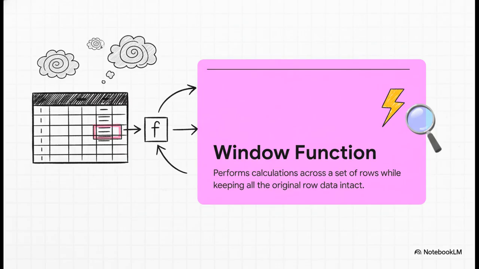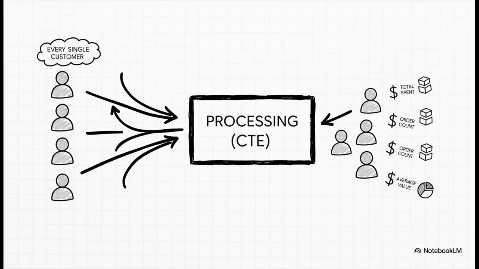The key to its elegance is something called a window function. Now, unlike a regular function like sum or count that collapses a bunch of rows into one, a window function can do a calculation, like a rank, across a whole window of rows while keeping all the original rows perfectly intact. This is the breakthrough. So how does this actually work?